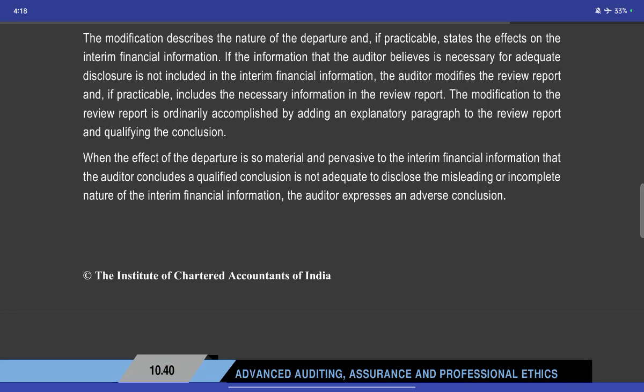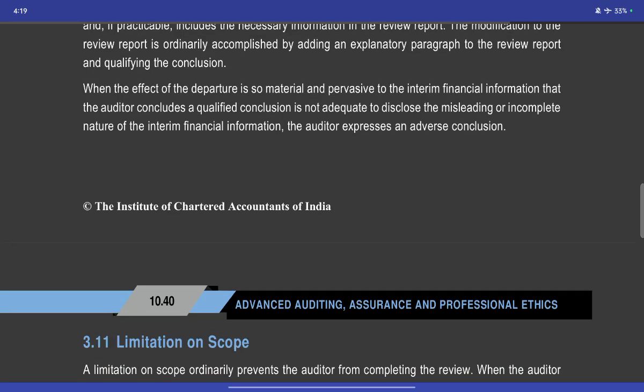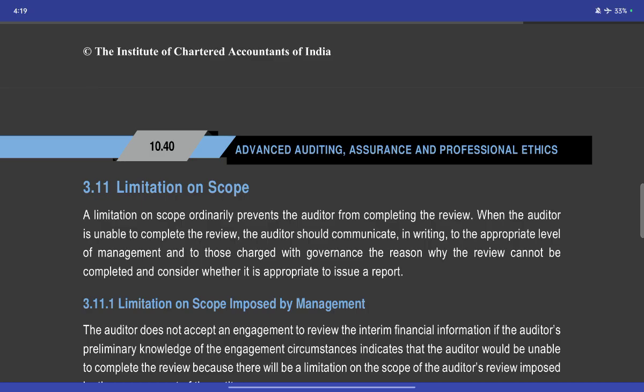If information that the auditor believes is necessary for adequate disclosure is not included in the interim financial information, the auditor modifies the review report and, if practicable, includes the necessary information in the review report. The modification to the review report is made by adding an explanatory paragraph to the review report and qualifying the conclusion. When the effect of the departure is so material and pervasive to the interim financial information that the auditor concludes a qualified conclusion is not adequate to disclose the misleading and incomplete nature of the interim financial information, the auditor expresses an adverse conclusion.